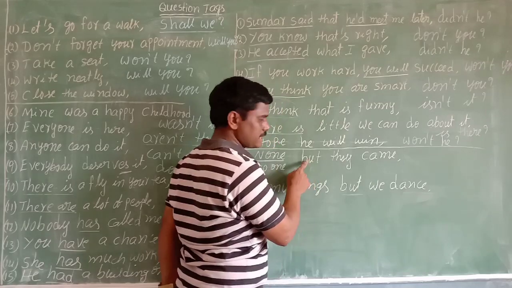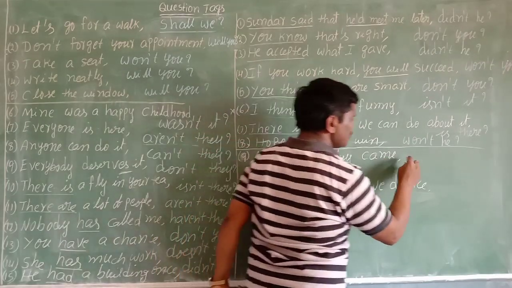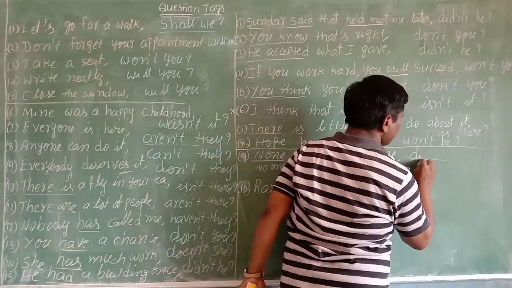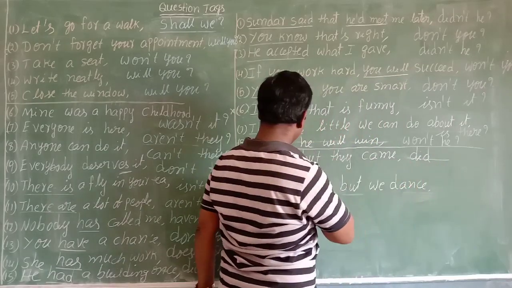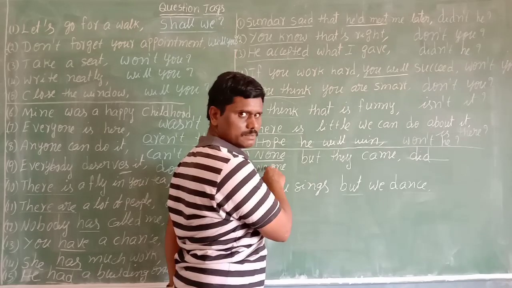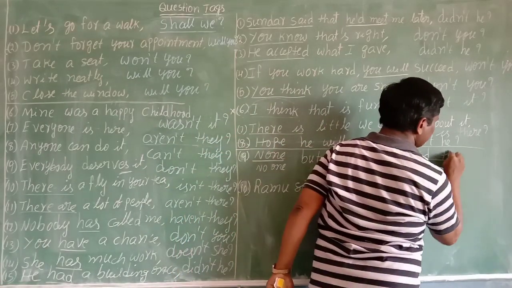None but conjunction, they came. So here the main clause, the dash is given, for example. Came means did. Is there any negative word? Yes, none. So no contraction. Next, this.